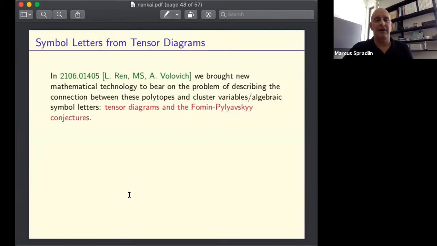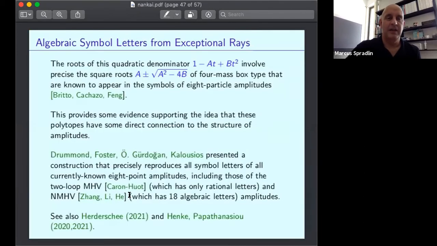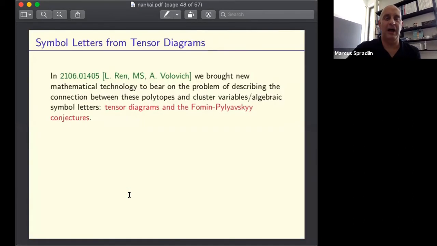Okay, now I am running somewhat low on time. So this concludes one line of attack that we've had. And briefly, in a couple of minutes, I want to talk about another line of attack that we've used more recently in this paper with Li Cheng Ren and Anastasia. We introduced to the physics community a new mathematical tool to this problem. And that tool goes by the name of tensor diagrams and the Fomin-Pylyavskyy conjectures.